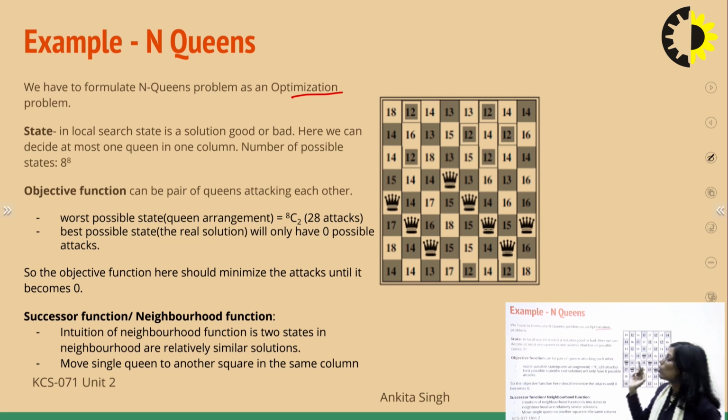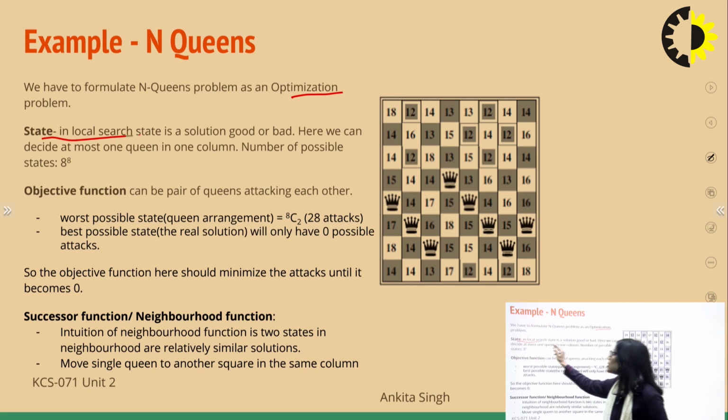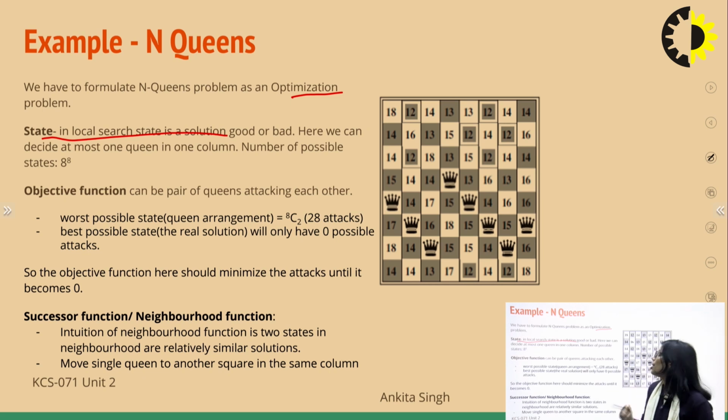Now here in local search, when we are defining a problem, we have to define what we call a state. Now a state in a local search algorithm represents a solution. It can be a good solution or it can be a bad solution. So here we can place at most one queen in one column. So we have made an assumption that in one column we will be putting one queen, and in all the configurations of the board we are changing the position of queens, and each configuration will represent a node.